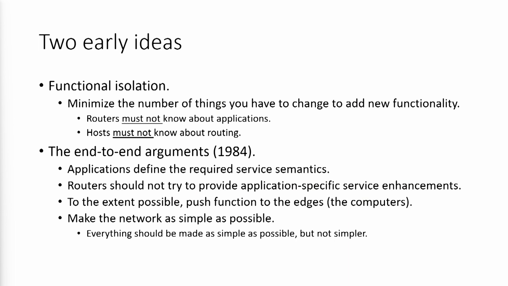So, functional isolation. Minimize the number of things you have to change to add new functionalities. Routers must not know about applications. That's critical. Because if routers did know about applications, then to deploy a new application, you'd have to change all the routers. And we realized in the 1990s that that had a secondary implication, which is the internet service providers could control what applications you ran. And we said, oh yeah, the telephone company controlled what application you could run on the telephone system, and there was only one. It was called voice. Okay.